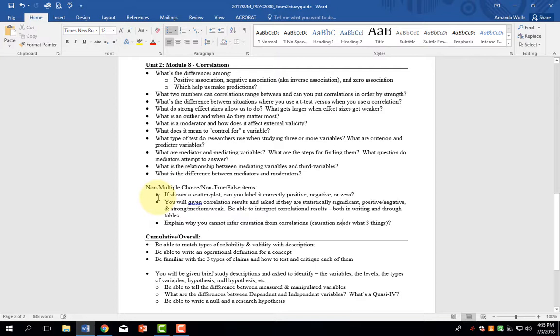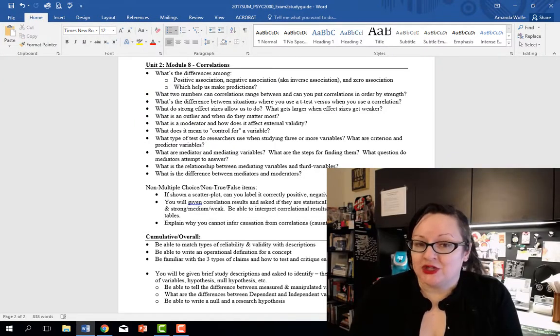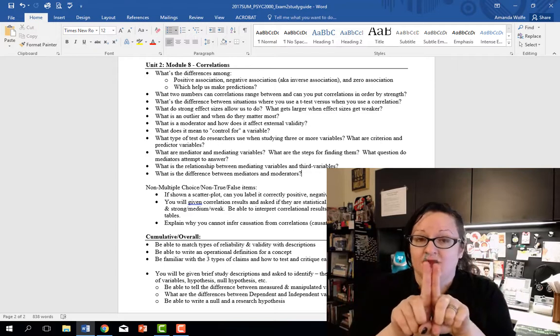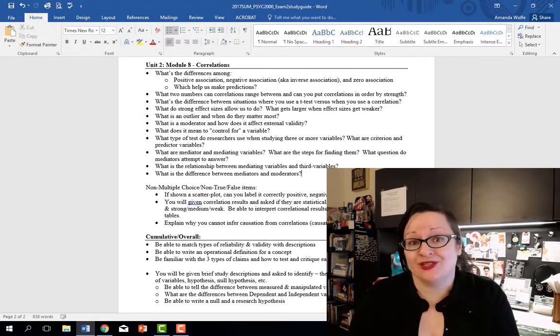For your non-multiple choice true and false items, I find that students do fairly well on the one on the labeling of the scatter plots, because of course we did that in Unit 1. But the other two, the part about statistical significance, positive, negative, and correlation strength, students struggle a little bit with. So we'll talk about that in just a second. And then also why you cannot infer causation from correlation, particularly what are the three things. That's a really important concept when we talk about scientific research, because many people think that just because two variables are related, you can say that one causes the other, and you just cannot.